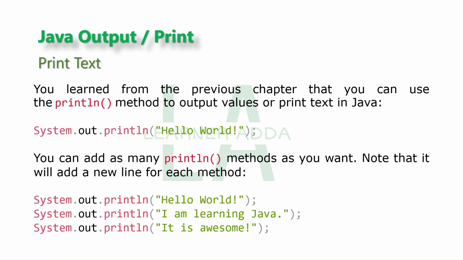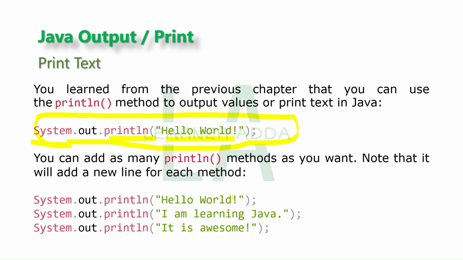System.out.println("Hello World") means this is the message which will be printed. This is the println method. In this parenthesis, in double quotes, we write the required message. It will be printed on the output screen, and this is the syntax of the output line. You can add as many println methods as you want. Note that it will add a new line for each method.